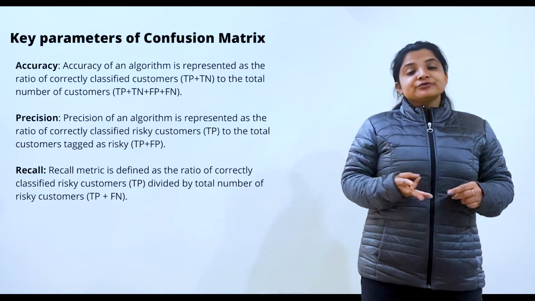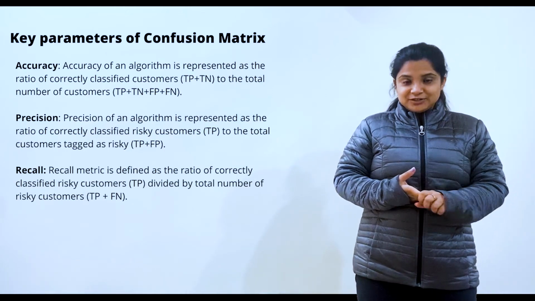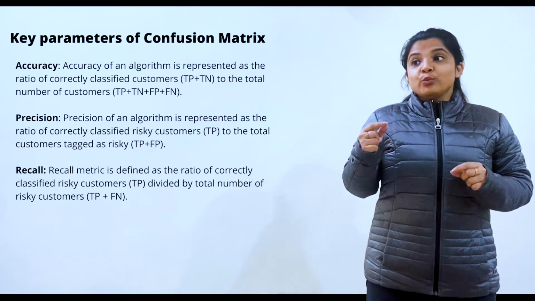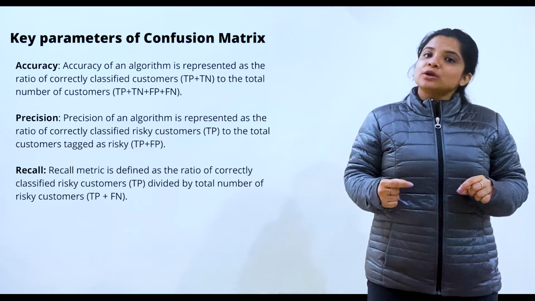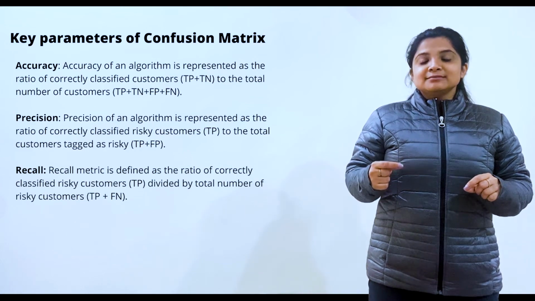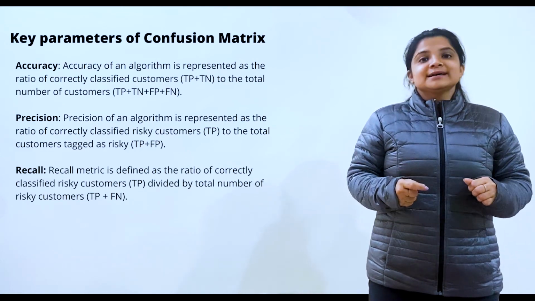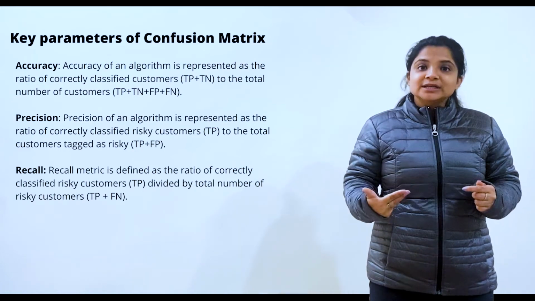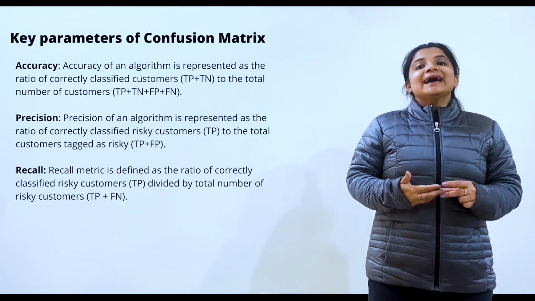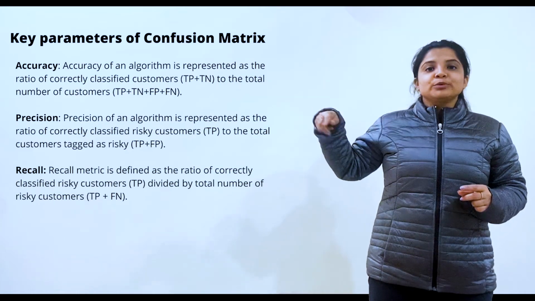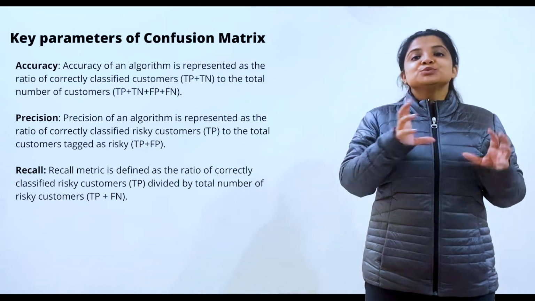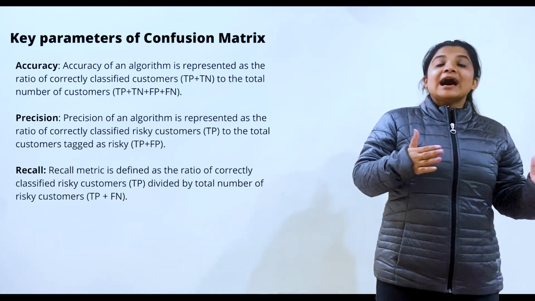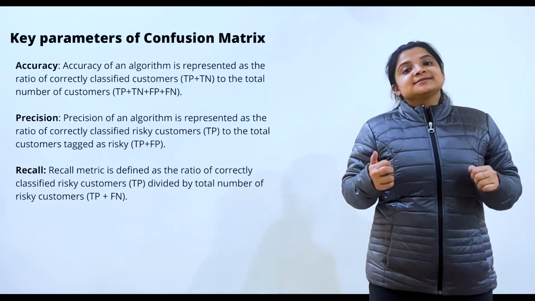So the three important features that we can study from the confusion matrix, as we've discussed now, are precision, how precise my model is in capturing the risky customers; the recall feature, how many risky customers were actually captured by the model; and accuracy of the model, out of the total population, how much population was correctly, accurately tagged as a risky or a non-risky customer.